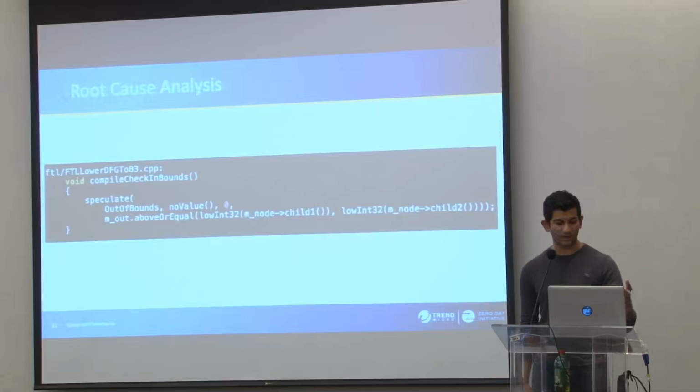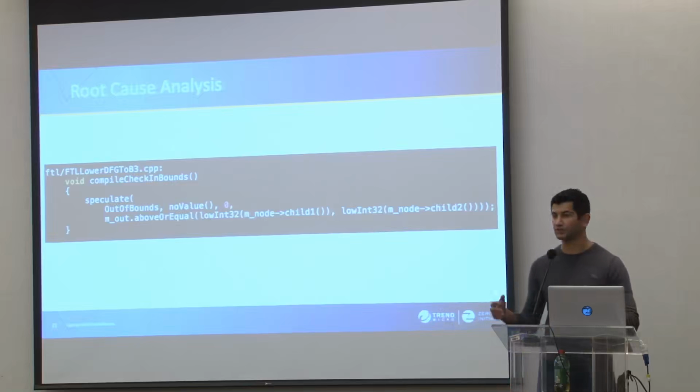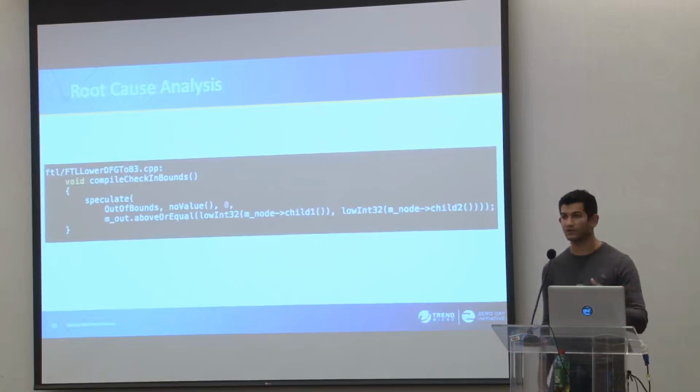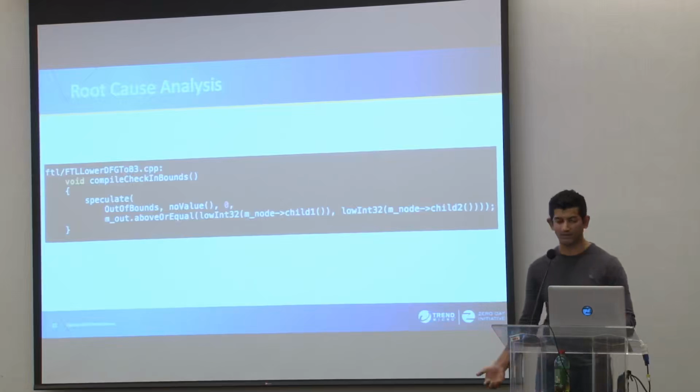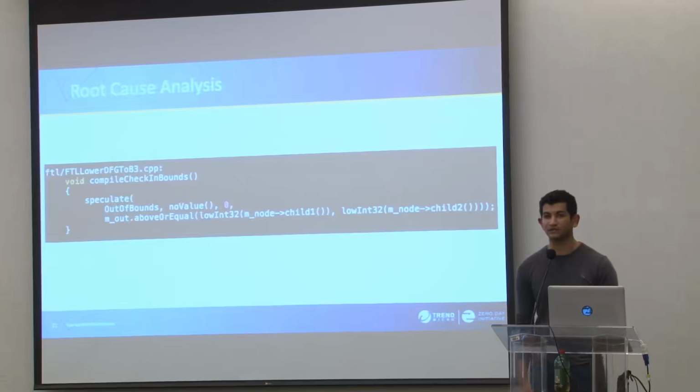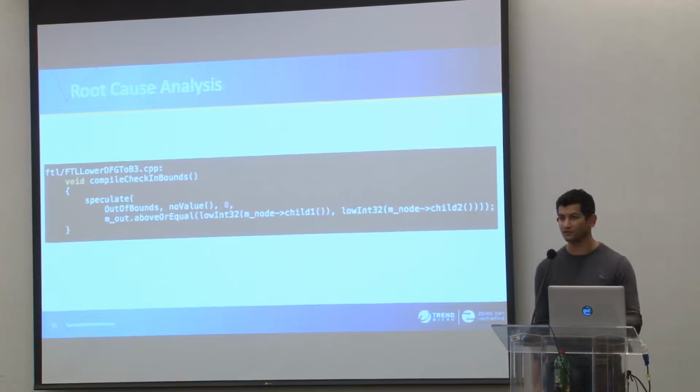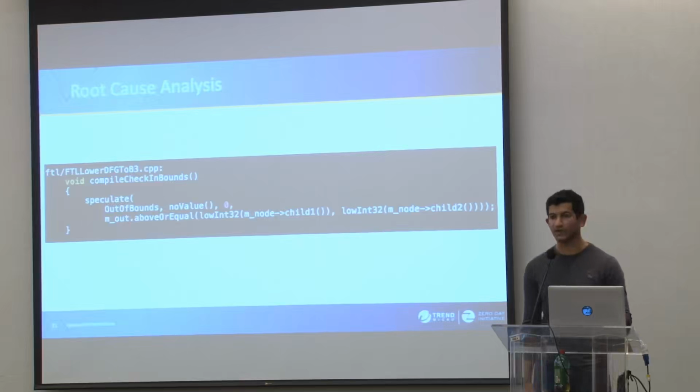We see compile check-in-bounds. It has speculate, so it speculates out of bounds if the length is above or equal to the size of the array. And for those who spend a lot of time doing any sort of assembly, above or equal is the unsigned way of handling anything. But if you were paying attention during the overview where I was talking about the FTL, you'll remember that the FTL only deals with signed integers. The above or equal operation actually gets converted into a greater than or equal to operation.